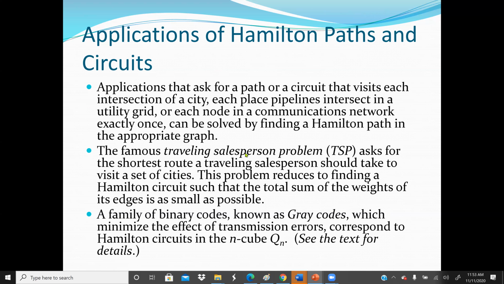This problem is solved a lot in the data structures course, finding the shortest path. The traveling salesperson problem asks for the shortest route a traveling salesperson should take to visit a set of cities. This problem reduces to finding a Hamiltonian circuit such that the total sum of the weights of each edge is as small as possible. We are going to discuss this in our next section, how to find the shortest path in a graph. Also, a family of binary codes, such as Gray code, which minimize the effect of transmission errors, also correspond to Hamiltonian circuits in the n-cube. We're going to discuss this also.